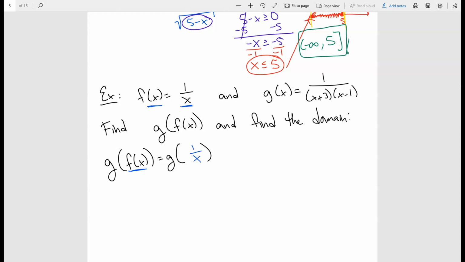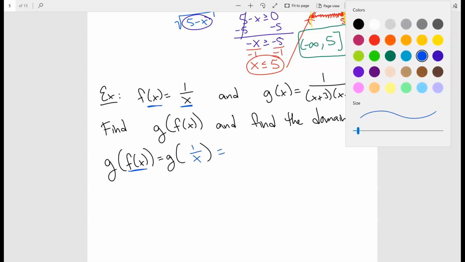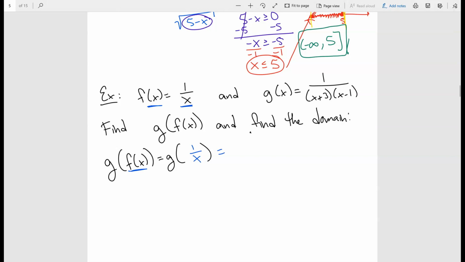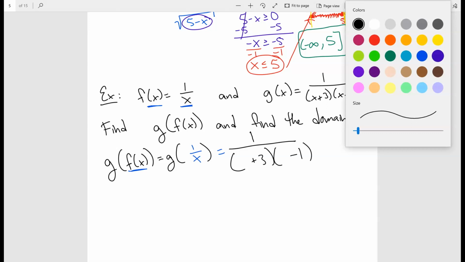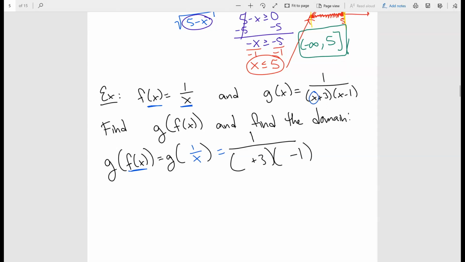So that's what we're going to be plugging in. Let's write down g first. g is 1 over x plus 3, and we're going to leave that blank, x minus 1, and we're going to leave that blank. And what are we going to plug into the x's? Into the x's, we're going to plug in this 1 over x. So that's basically what you're doing. You're plugging one function into the other function, and this is going to be basically the answer. Don't simplify it. This is going to be really ugly to simplify, especially because we have to find the domain.